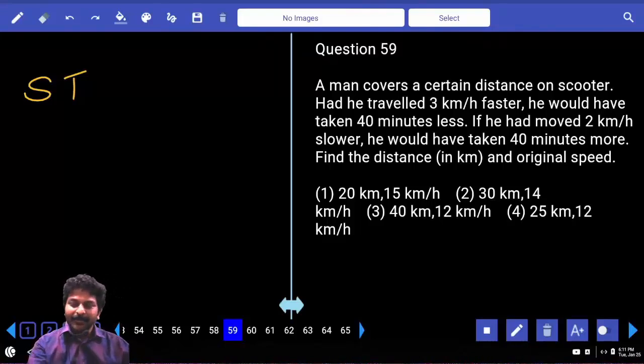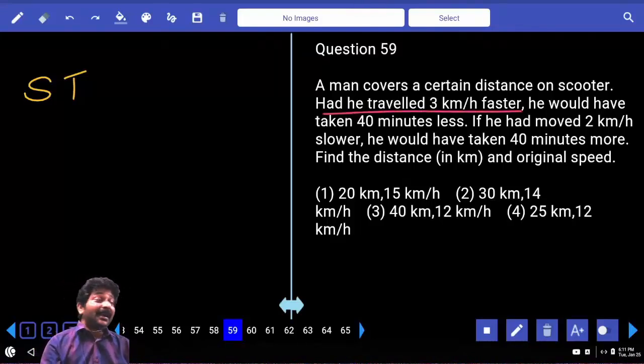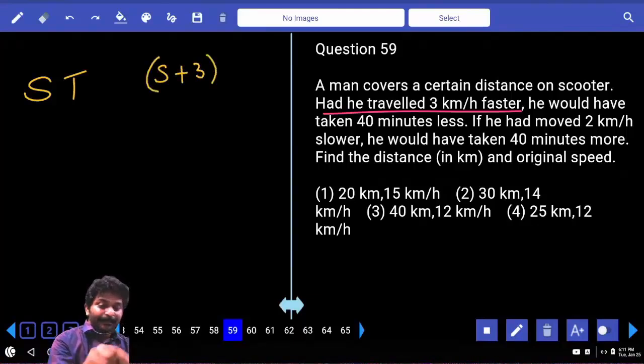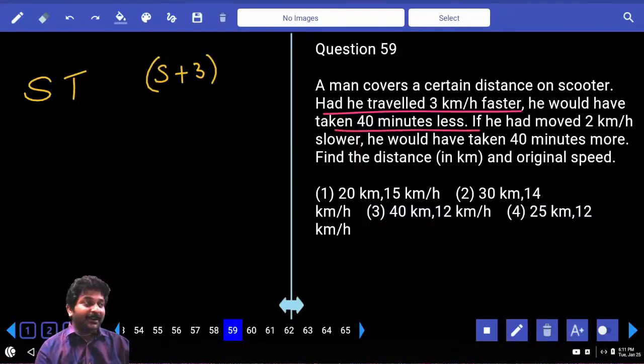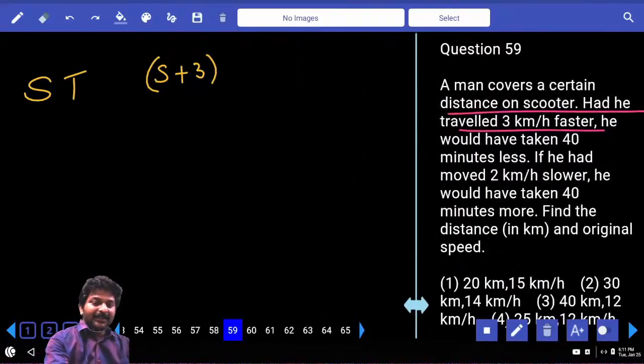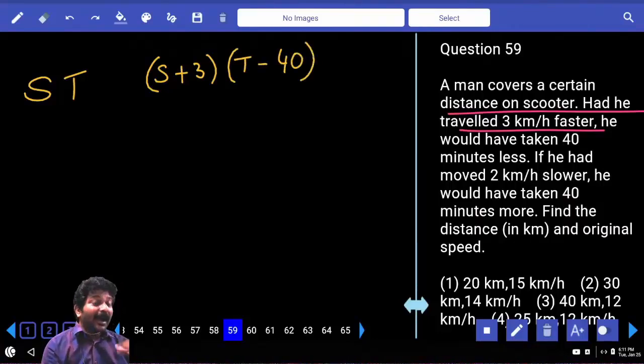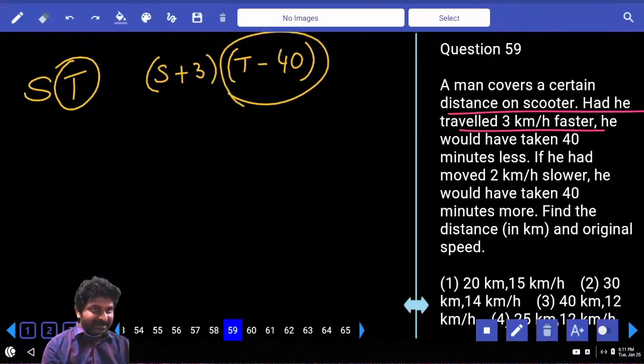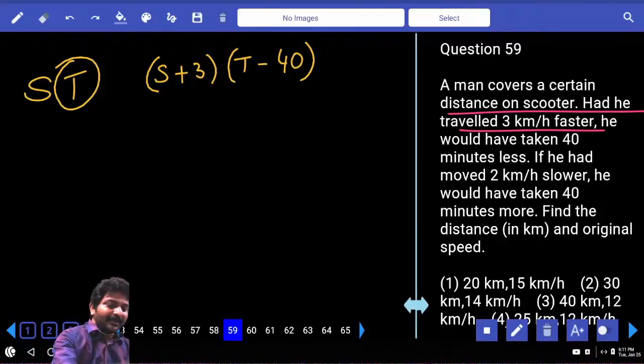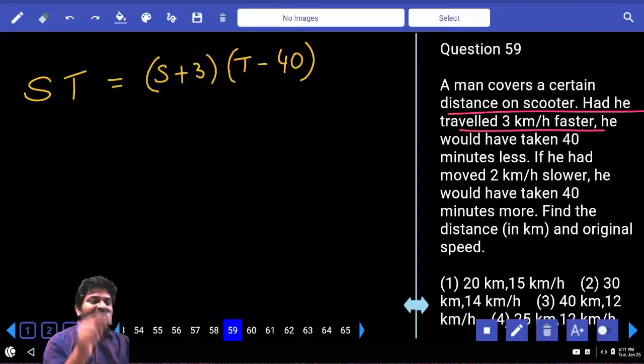You must respond. Had he traveled 3 km/h faster, that means now the speed is s plus 3 and the time takes 40 minutes less, that means t minus 40. I am considering time in this case in minutes. Okay, right. Now in both cases total distance covered must be same. Initial case and afterwards, same distance, right?